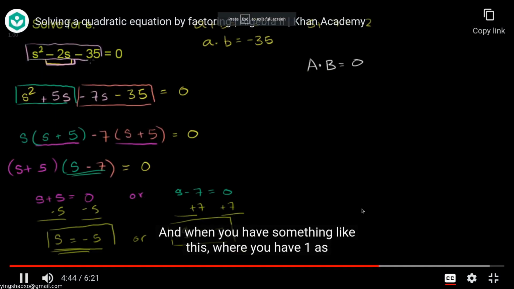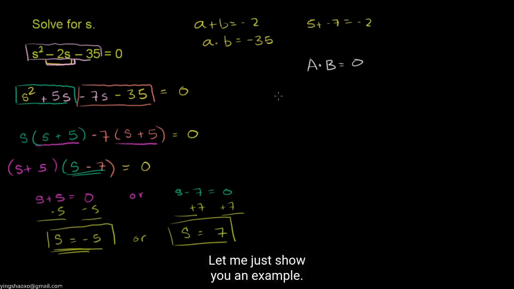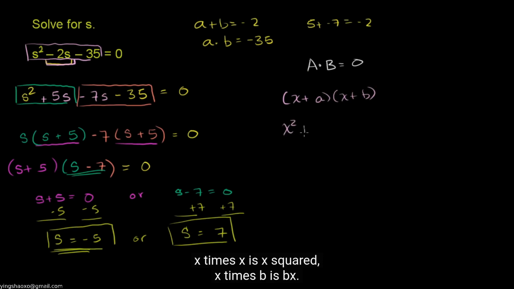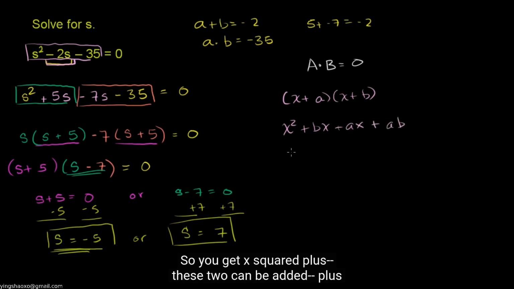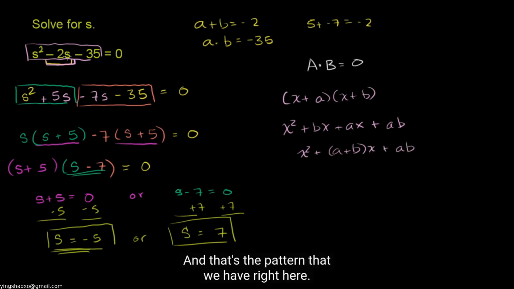This, where you have 1 as the leading coefficient, you don't have to do this two-step factoring. Let me just show you an example. If I just have x plus a times x plus b, what does that equal? X times x is x squared. X times b is bx. A times x is plus ax. A times b is ab. So you get x squared plus, these two can be added, a plus b times x, plus ab. And that's the pattern that we have right here.